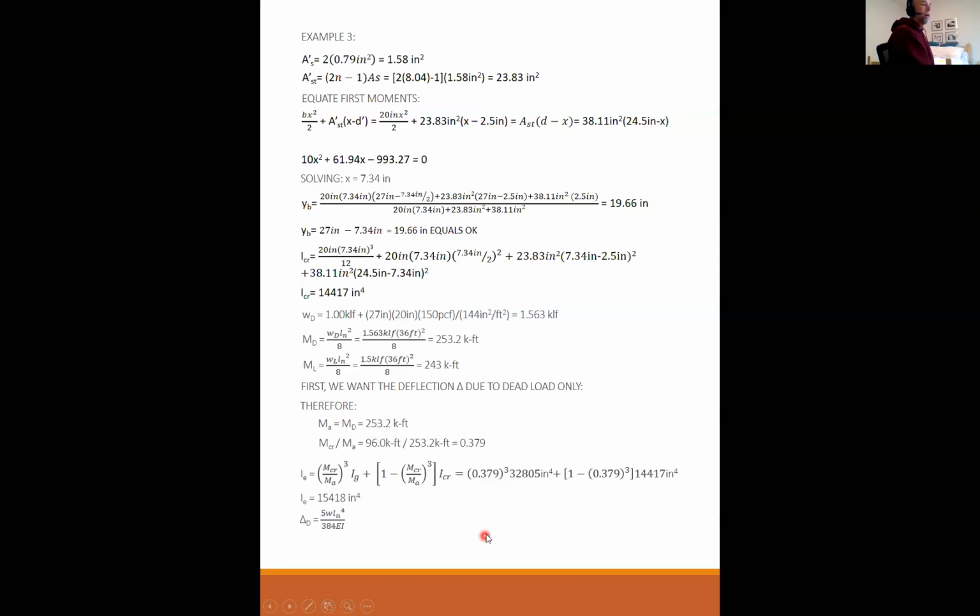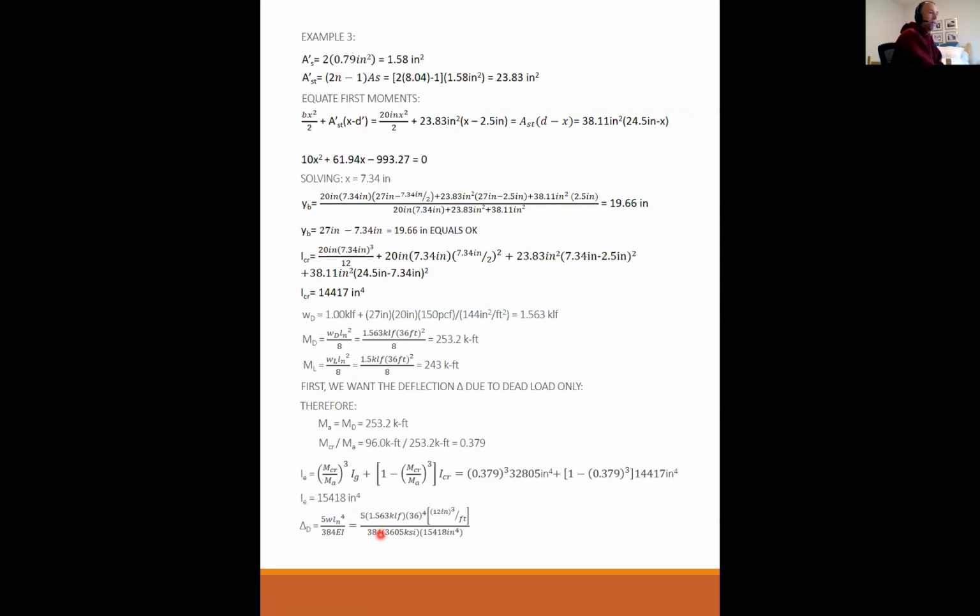Okay, so we were here, our deflections due to dead load. The equation for deflection of a simply supported beam is 5WL to the fourth over 384 EI. That comes from a table. And so I can plug in my numbers.